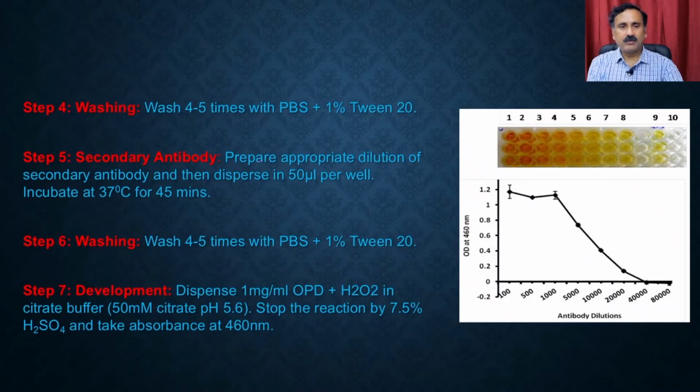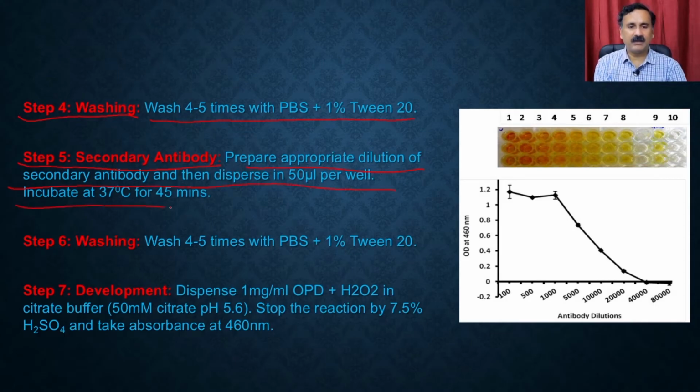Then you are going to do the washing, adding the wash buffer 4 to 5 times. You are going to do the washing with PBS plus Tween 20. And then you are going to add the secondary antibodies. So you prepare the appropriate dilution of the secondary antibody, and then dispense it at 50 microliters per well, and incubate at 37 degrees Celsius for 45 minutes.